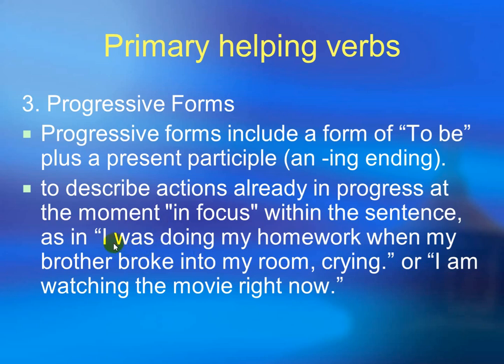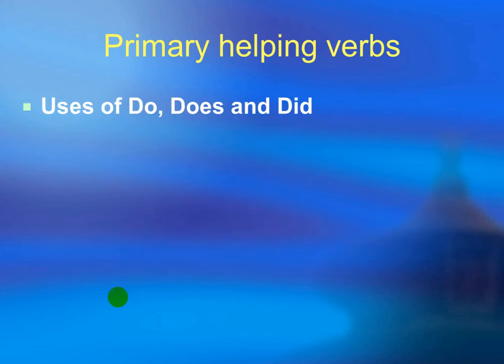دي طبعا الجملة past progressive: "I was doing my homework when my brother broke into my room." هنا استخدمنا helping verb was والmain verb doing، وده past progressive. ولكن الجملة دي "I am watching the movie right now" هنا استخدمنا helping verb أو auxiliary اللي هو am، والmain verb watching. يبقى في الشريحة دي يا شباب اتعرفنا على استخدام helping verb، verb to be، to form progressive tenses.